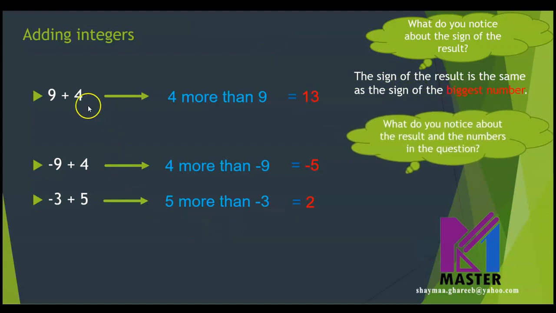Now, what do we notice about the numbers and the result? These two numbers together, the 9 and 4, the sum of them is 13. Here I have 9 and 4, and the answer is 5, and 5 is the difference between these two numbers. The answer here is 2, and 2 is the difference between the 5 and 3. So the answer, or the result, in all cases, is either the sum or the difference between the two numbers in the question. Okay?